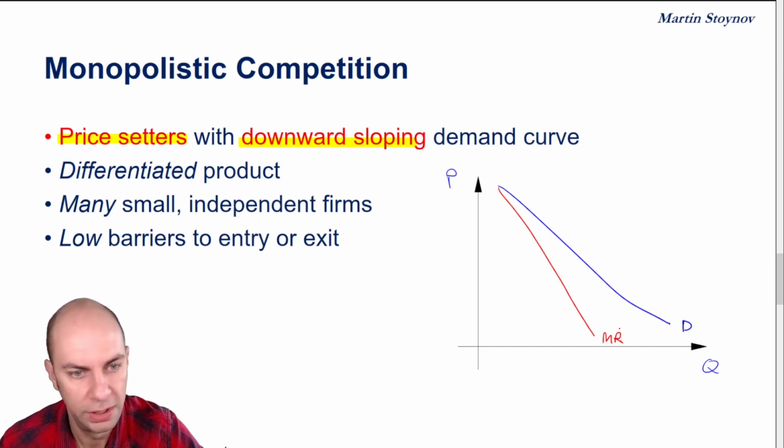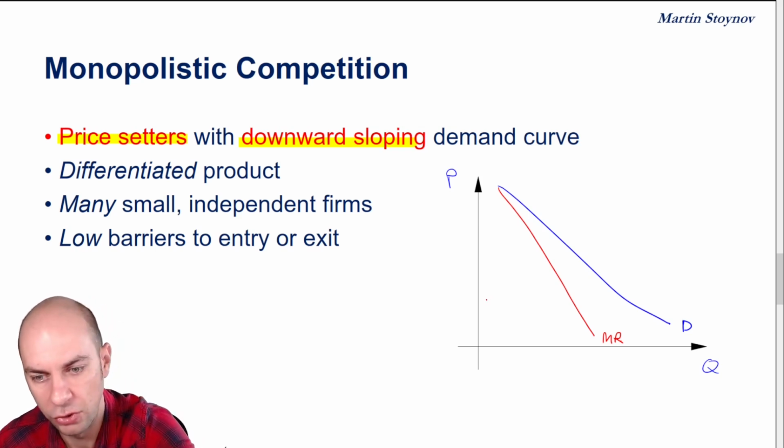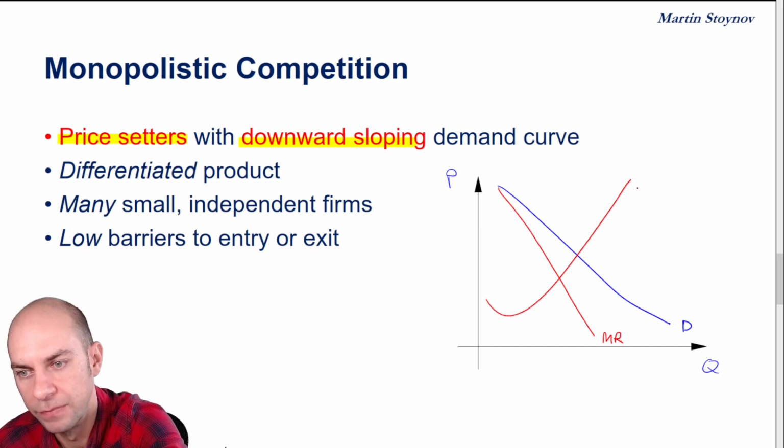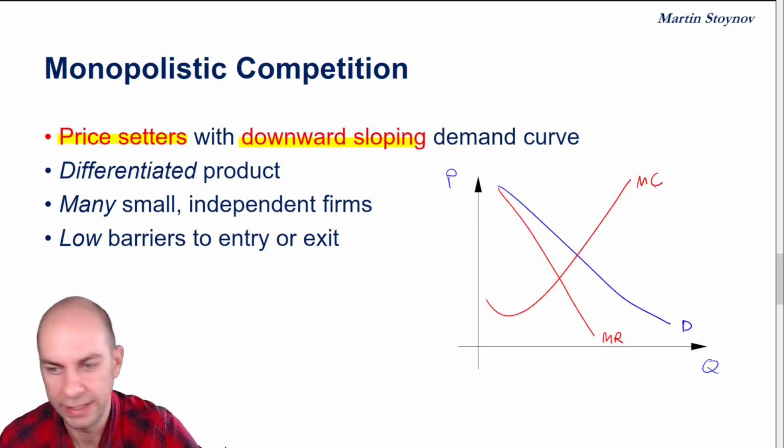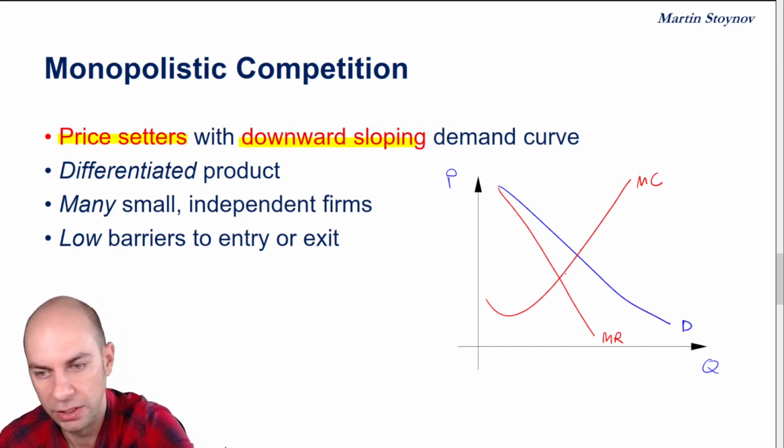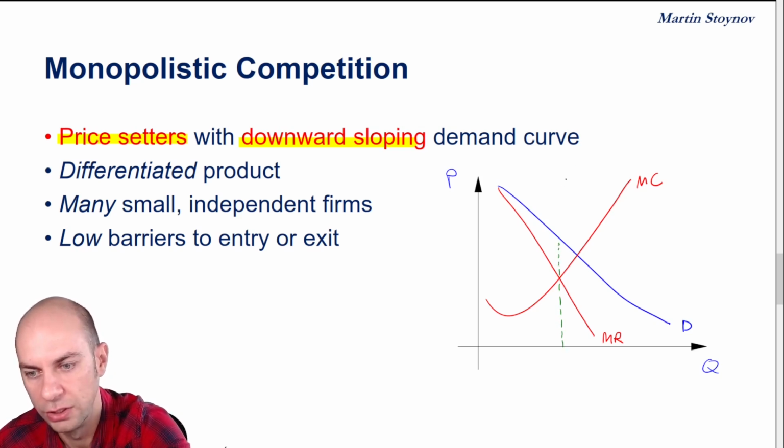Let's have a look at our marginal cost curve. So our marginal cost curve will be upward sloping like that again. And we will find that the profit maximization point occurs where marginal revenue hits marginal cost. So there's your Q star again, and this is the price that I am able to charge. Let's call it price under monopolistic competition.